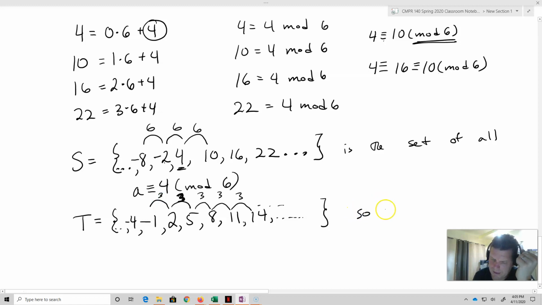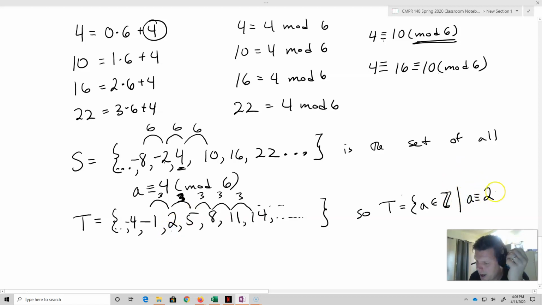So T is equal to the set of all a belonging to the integers such that a is congruent to, and this is 2, right? So we could just choose 2, I could choose 5, I choose anyone, but 2 mod 3. Okay, and that's another congruence class. Whole group of elements that actually are all congruent to each other.